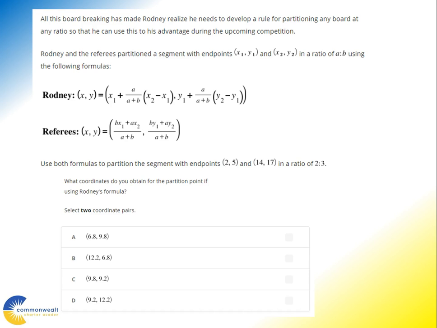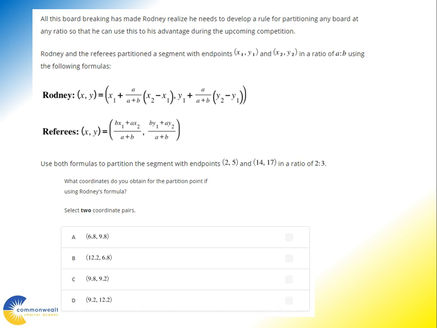The reason why these formulas work is because, if you do x2 minus x1, if x2 happens to be smaller, then I'm going to have a negative, and I'll be subtracting. So if I do have the bigger x coordinate there, I will be subtracting. If I have the smaller one for x1, I'm going to be adding. So that's why these work out the way they do. But Rodney's is very close to what we were doing. We want to see if the referees will do the same thing.